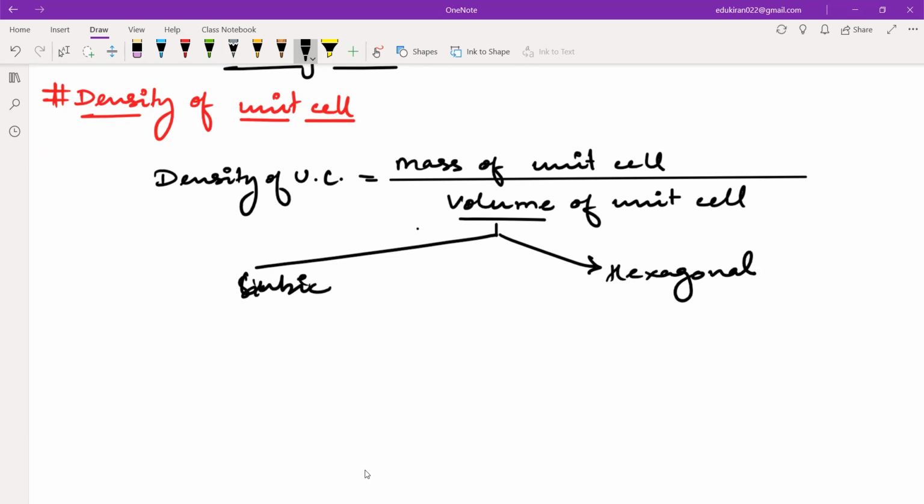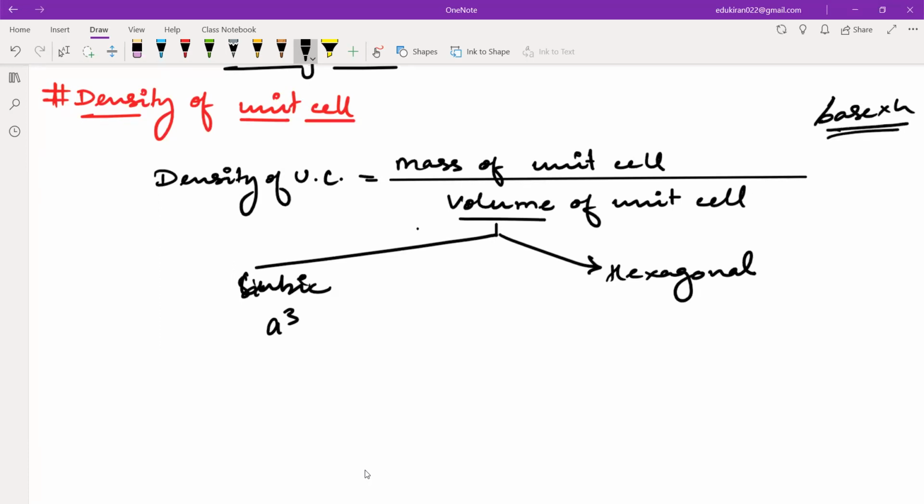Okay, hexagonal unit cell. For the volume of a cubic cell, it is a cube. What will be the volume for hexagonal? If somebody asks you, I did not derive it in the last class, but let me tell you. If you want to find the volume of anything, you just find the area of the base and multiply by height, right?